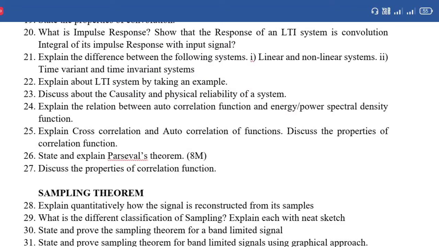Explain the relationship between the autocorrelation function and the energy or power spectral density function. Explain cross correlation and autocorrelation of a function. Discuss the properties of the correlation function.